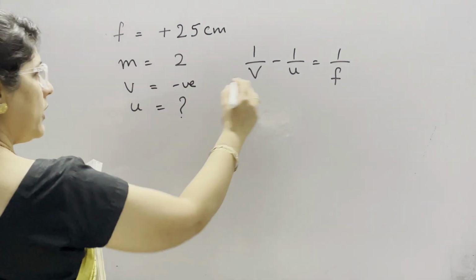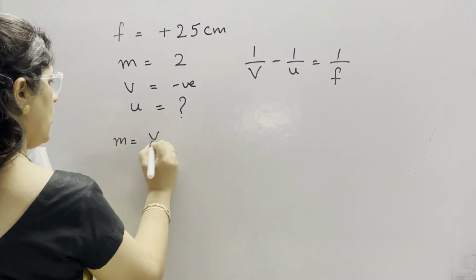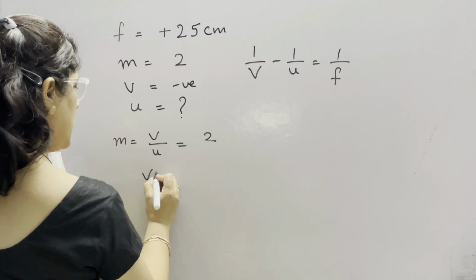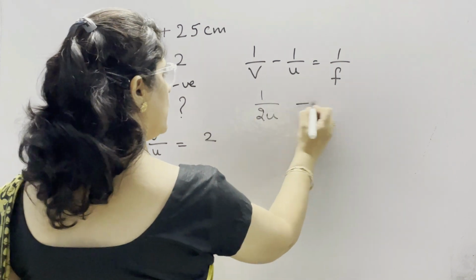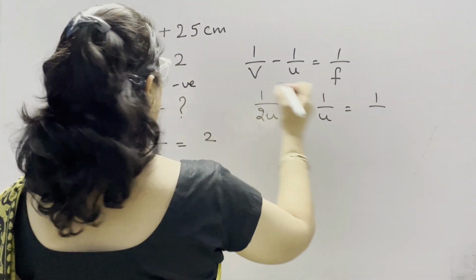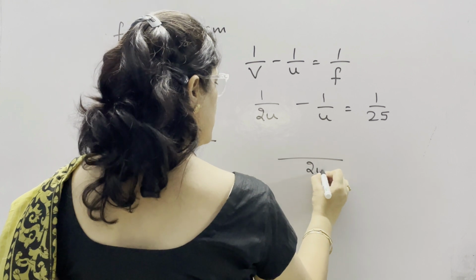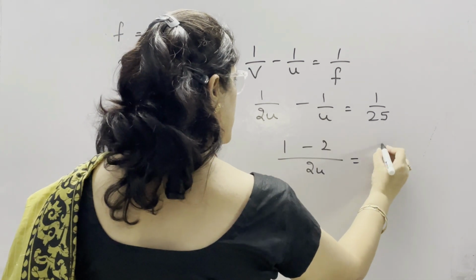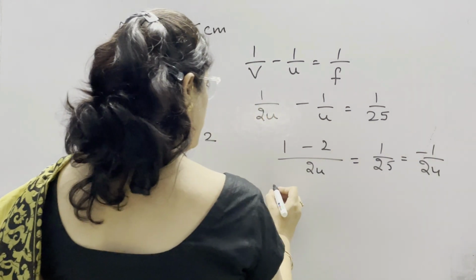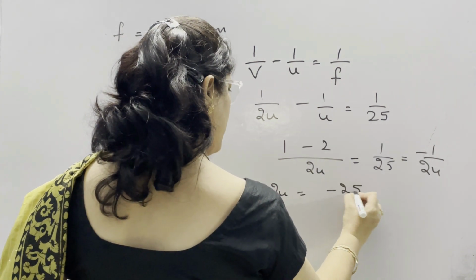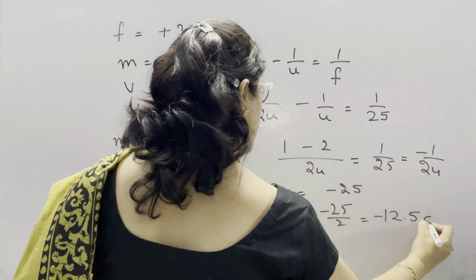But here v and u are not given directly. It is given that magnification is 2. It means m is equal to v upon u and it is given as 2. So v is equal to 2u. Now in place of v, we need to write 2u, so 1 upon 2u minus 1 upon u is equal to 1 upon focal length, it is given as 25. Now the LCM is 2u, so 1 minus 2 is equal to 1 upon 25. It means minus 1 upon 2u. Cross multiplying, 2u is equal to minus 25 and u is equal to minus 25 divided by 2. It means minus 12.5 centimeter.